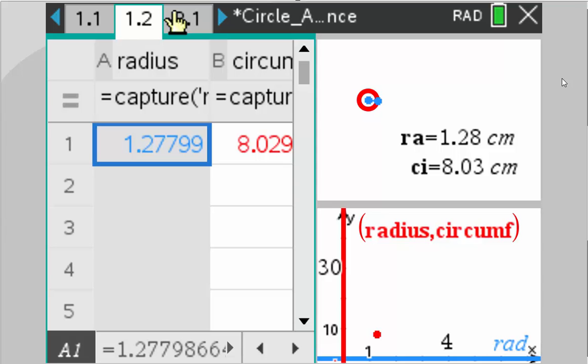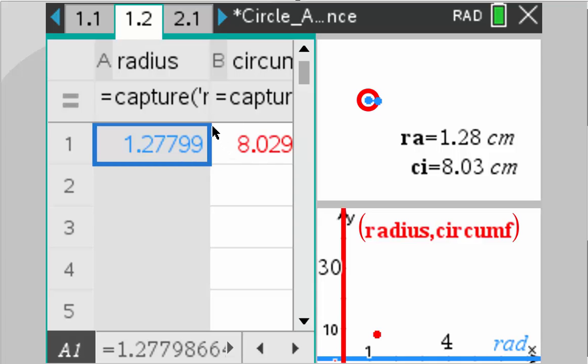As you can see, this page is very, very complex. It is made up of 3 panes. This pane right here is a list and spreadsheet. This is a geometry pane, and this is a graph, and they are all connected. This is a radius and its corresponding circumference, same radius and circumference, but rounded to 2 decimal places. And this is the point that's generated by this ordered pair right here.